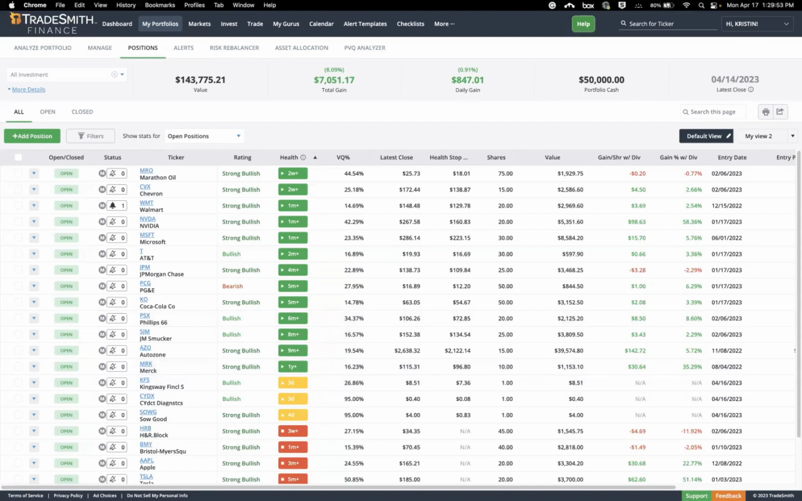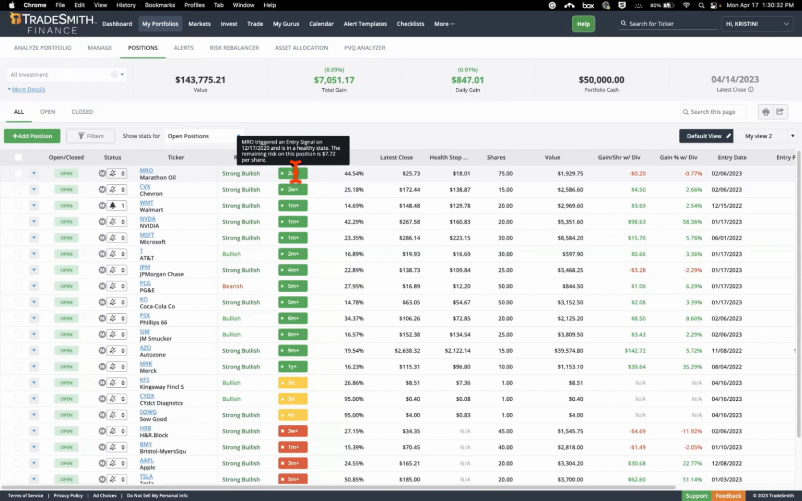All right. You can also hover over each health button to determine when it triggered its health indicator entry signal, meaning it went from red to green, and you can see the remaining risks. So for example, Marathon, where it says MRO, which is the ticker symbol, triggered an entry signal on December 17th, 2020. So what that means is back on December 17th, Marathon was in the red zone. And on this date, December 17th, 2020, it went back into the green zone.